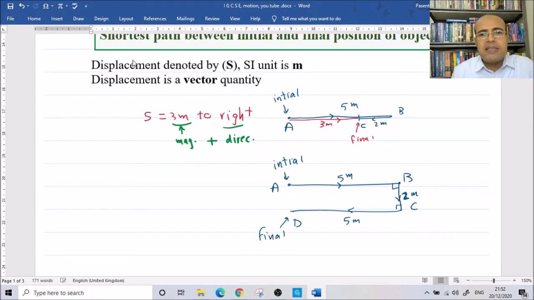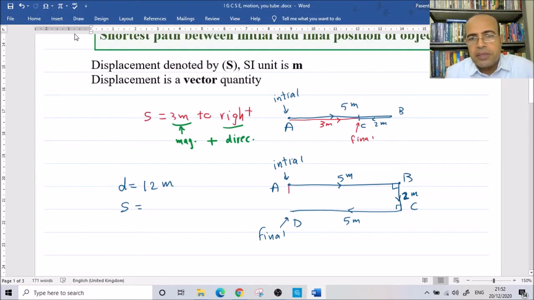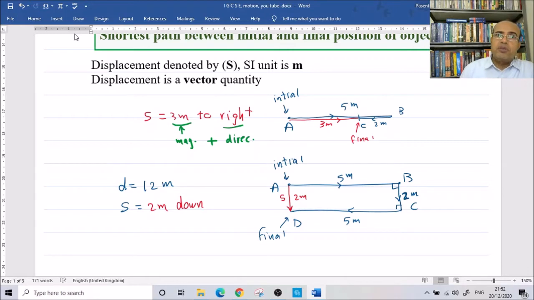So what is the distance? The distance traveled in that example is 5 plus 2 plus 5, which is 12 meter. What about the displacement? The displacement is the shortest path between the initial and the final. So what is the shortest path? This is the shortest path, so this is called the displacement. So the displacement equals 2 meter, 2 meter downwards. So it is a vector quantity.